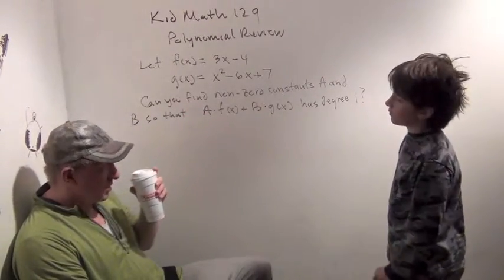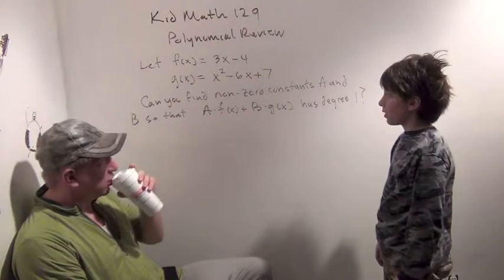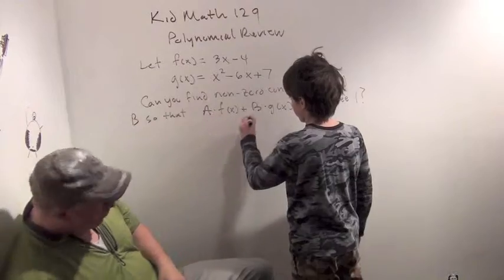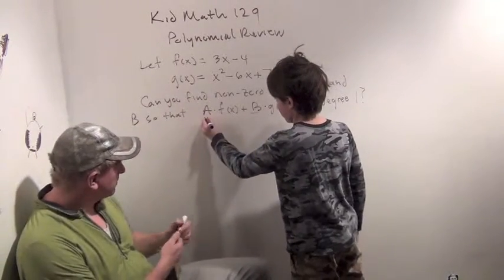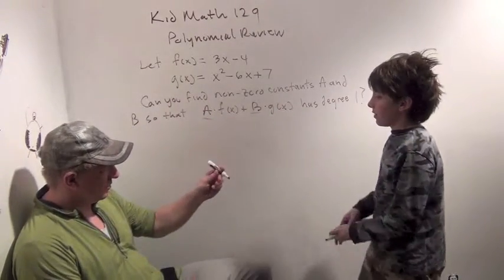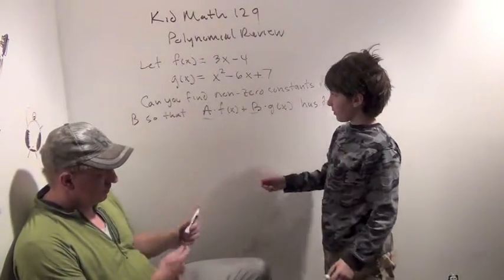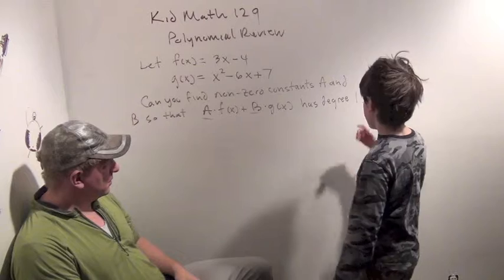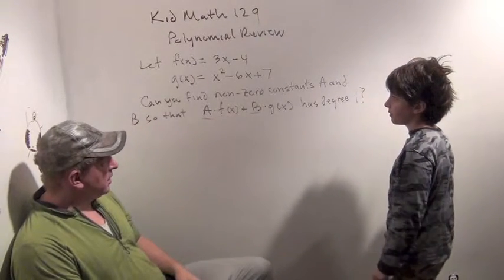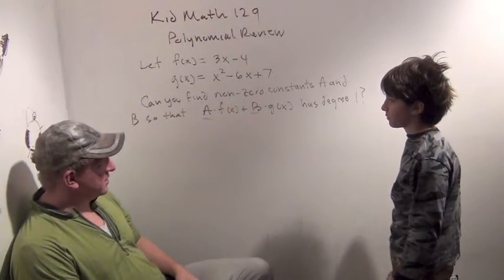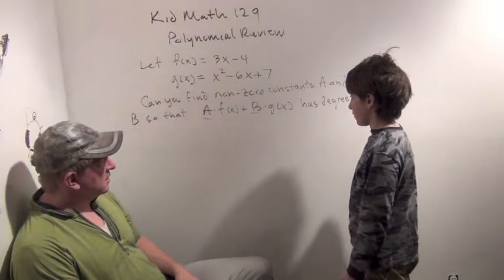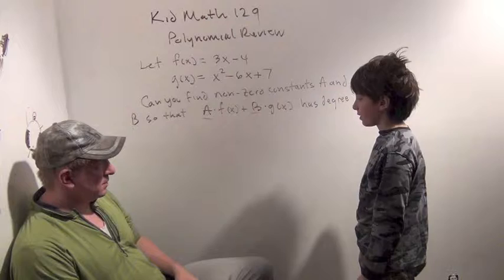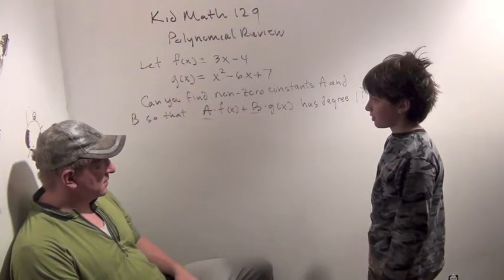Well, can you tell me what this means? What is this asking? We need to find two constants that aren't zero. And when you multiply the polynomials by them and then add them, the degree has to be 1. Okay. What does it mean to be a constant? It means that it's not a variable. Okay, it's not a variable.